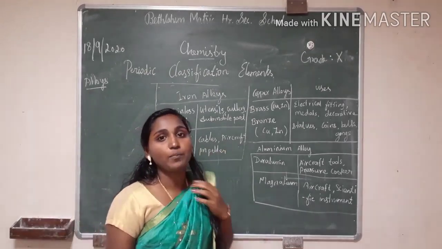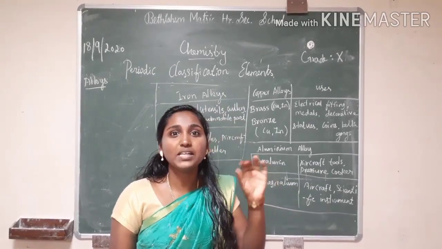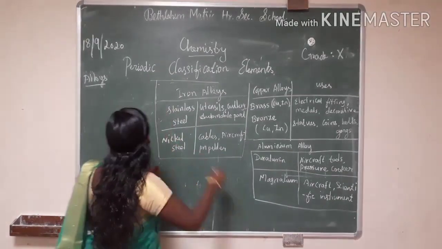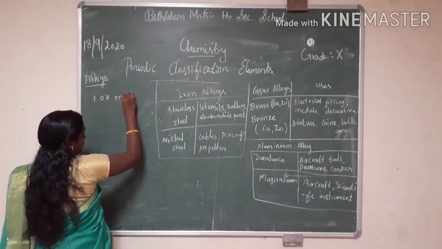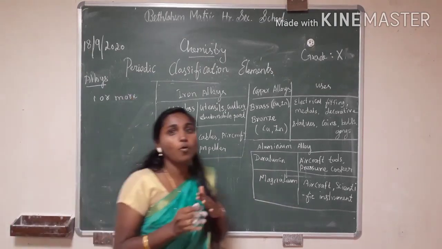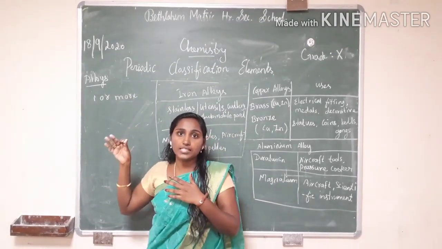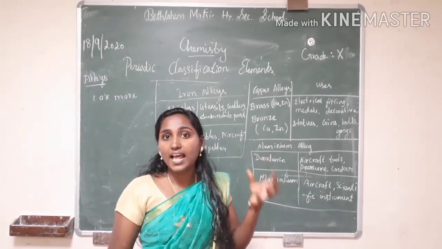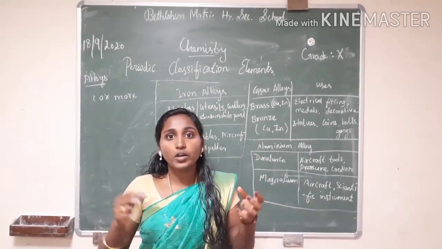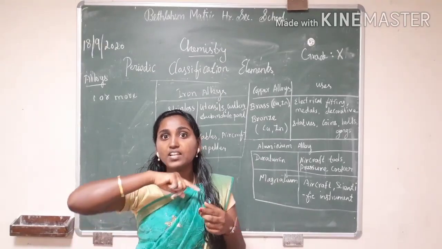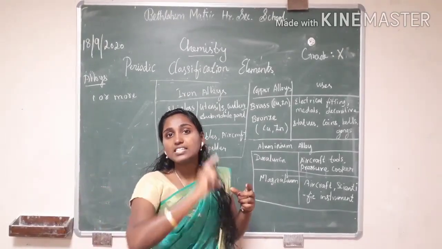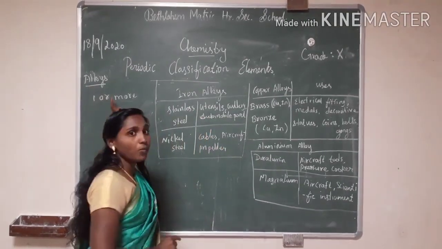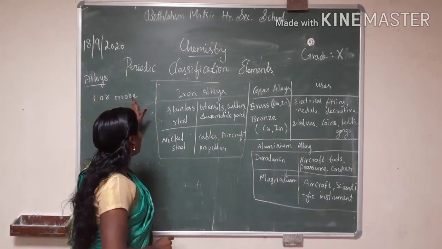Have you heard about this word alloys? Alloys is a mixture of metals. Alloys means it is a homogeneous mixture of one or more metals. You know the meaning of homogeneous. Homogeneous means a uniform substance. For example, consider one glass of water and one spoon of salt. When we dissolve the salt in this water, it will dissolve uniformly, right? So that solution is called homogeneous.